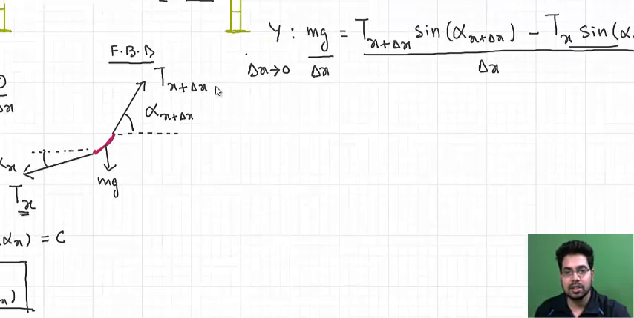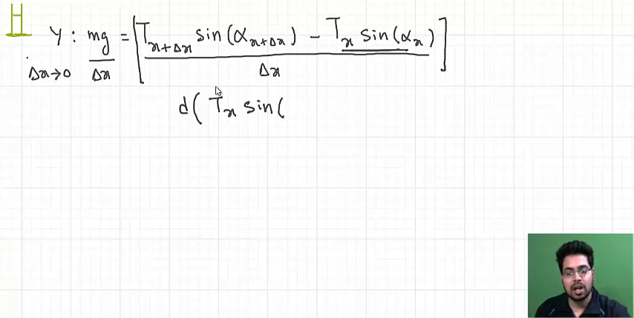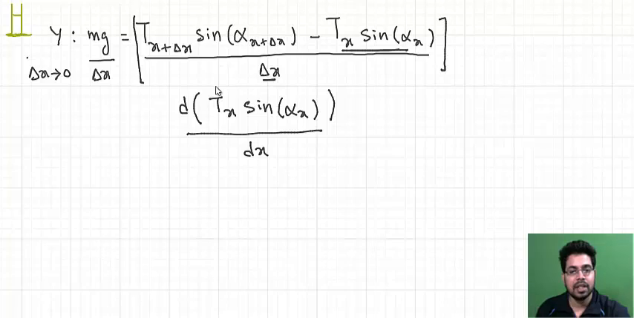Similarly, I can write this whole quantity as d of this quantity, the differentiation of this quantity, that is T_x sin alpha at position x, divided by this delta x, which is going to become dx, and here we are having mg by delta x. Okay, but remember, there is one more thing.